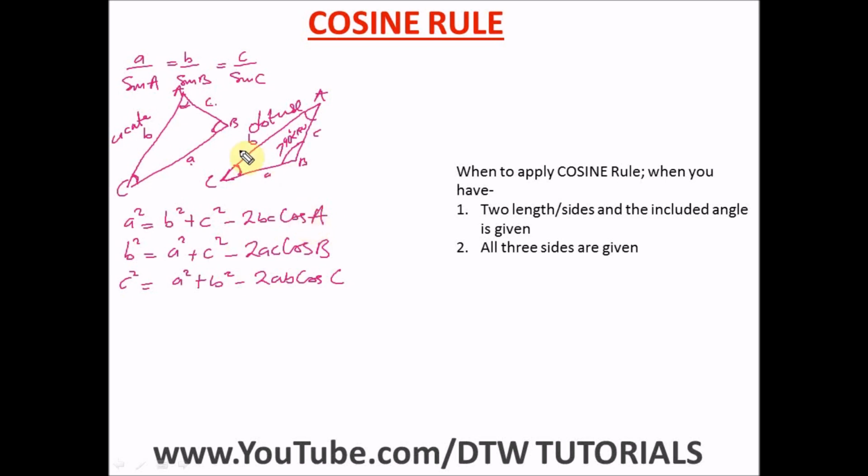So you use the cosine rule to find the lengths or the angles of an acute triangle or an obtuse triangle. For a right-angled triangle you can always use your Pythagoras and your SOHCAHTOA to handle them, but for acute and obtuse you use your sine and cosine. So you apply the cosine rule for these two conditions.